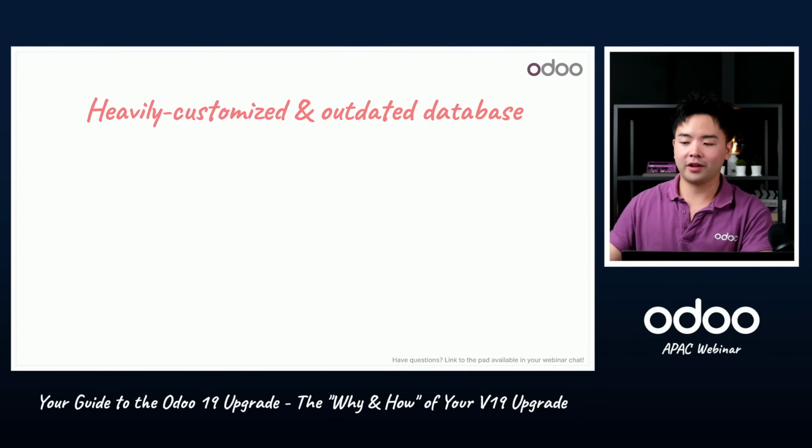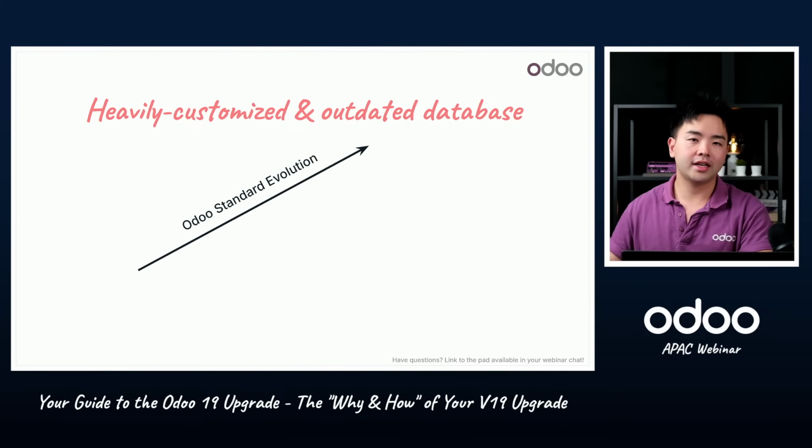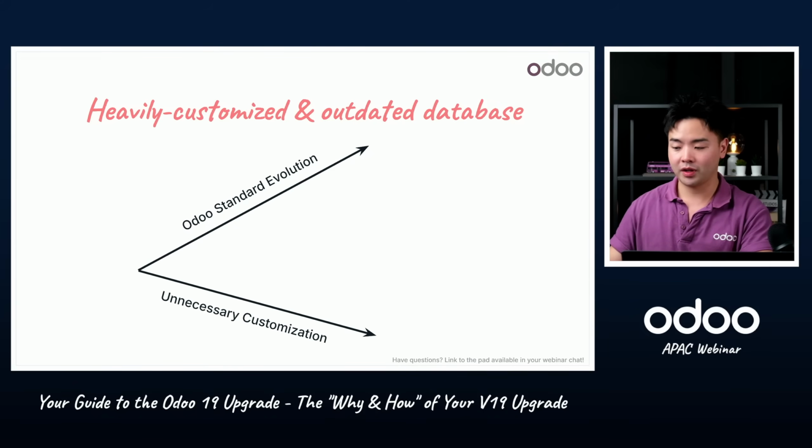So let's start with a heavily customized and outdated database. First, here is an indication of Odoo standard. As we release a new major version every single year, you can expect that our Odoo standard also improves over time. Now let's look at unnecessary customization, which is when a database starts adding more developments and customization to bridge the gap between the newest version of Odoo 19 and an old outdated database.